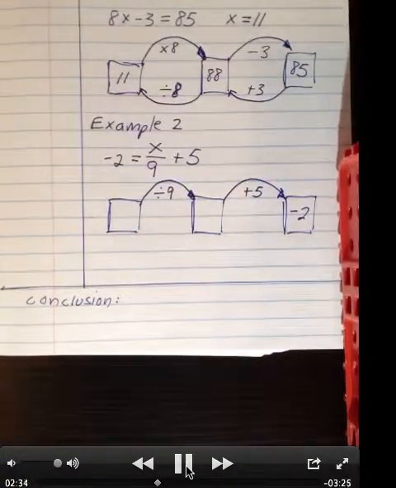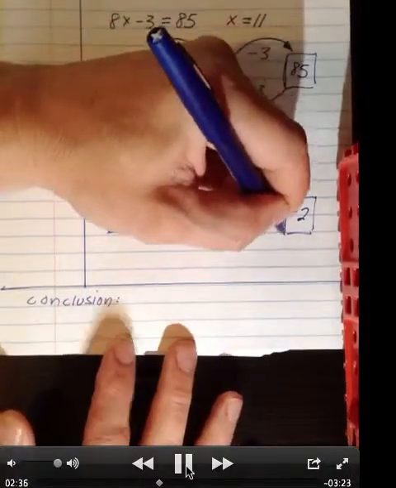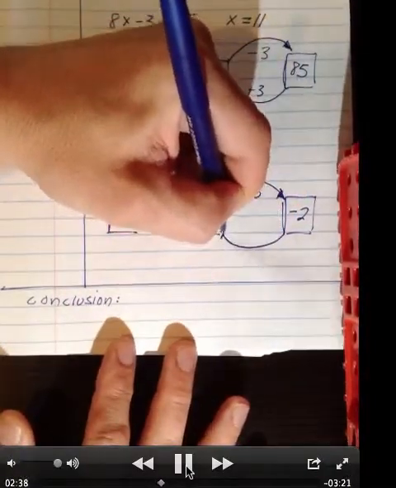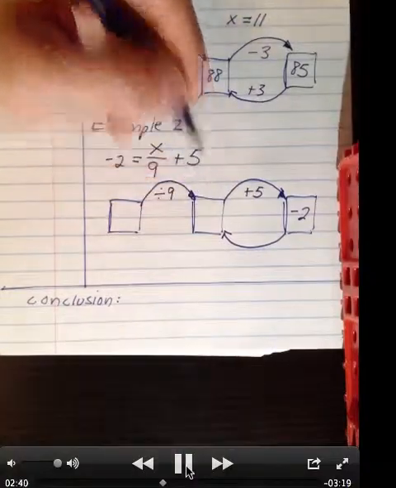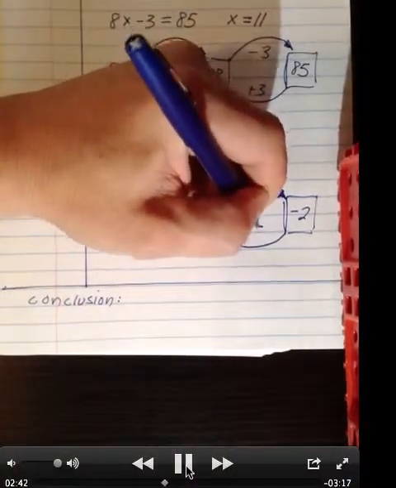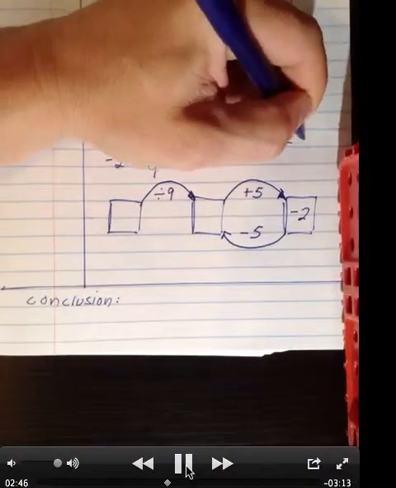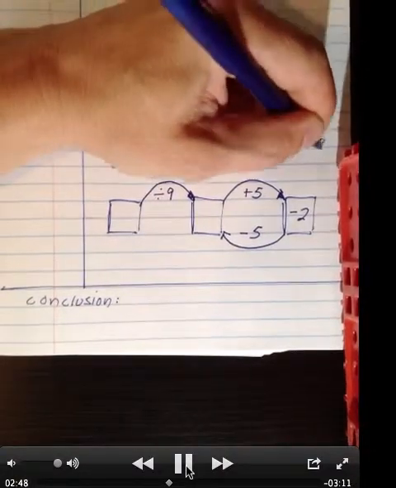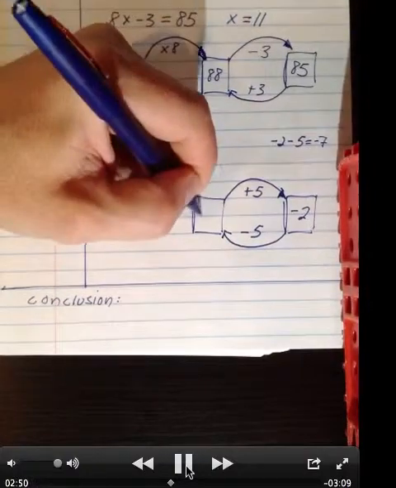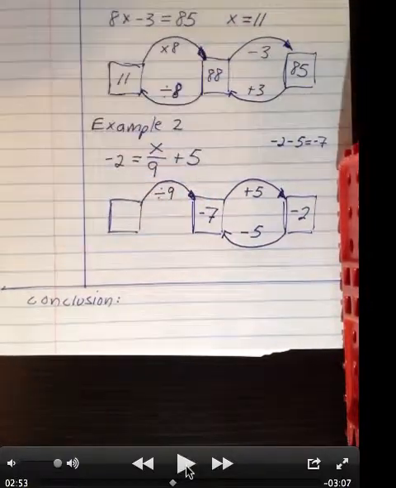So now we go in reverse order. We're going to subtract 5. Negative 2 minus 5 is negative 7. Let me stop right there and say that again. We subtract 5 from negative 2. Okay, and we get negative 7.